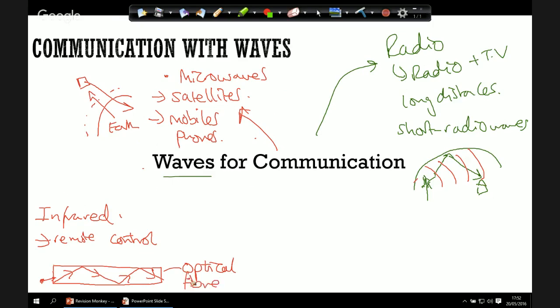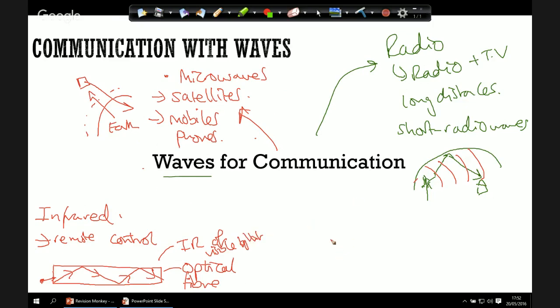So lots of communications in the broadband network and things like that use these optical fibers, and they tend to have either infrared or visible light to communicate and pass along a signal.